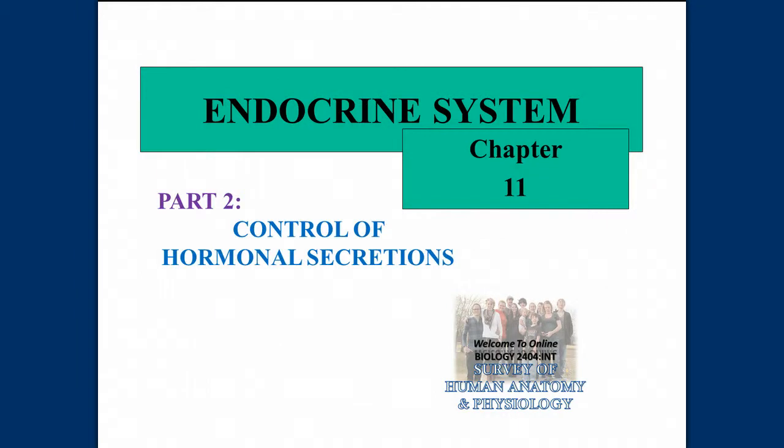Let's continue looking at Chapter 11 in the endocrine system. Let's look at Part 2, Control of Hormonal Secretions. Hormones are continually excreted in the urine and broken down by various enzymes, primarily in the liver. Therefore, maintaining constant hormone levels requires ongoing hormone secretion. To increase or decrease the blood levels of a hormone, the body increases or decreases secretion. Not surprisingly, hormone secretion is precisely regulated.